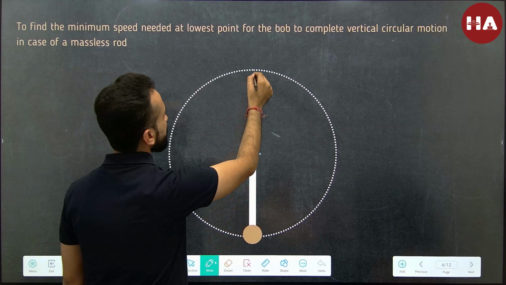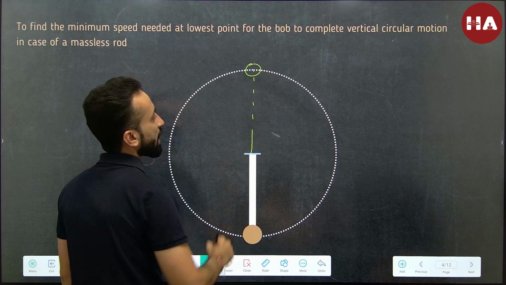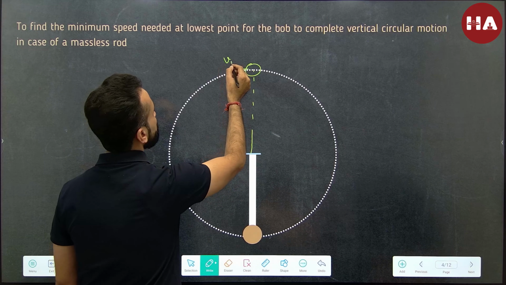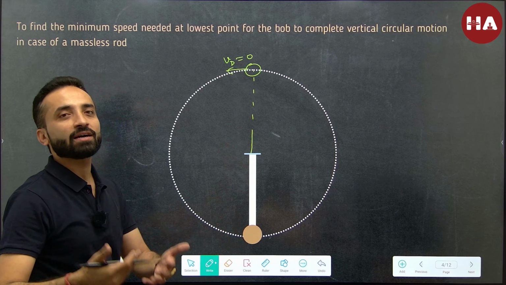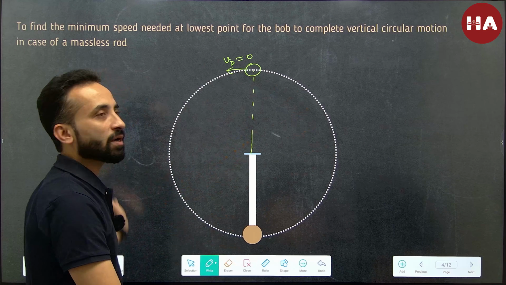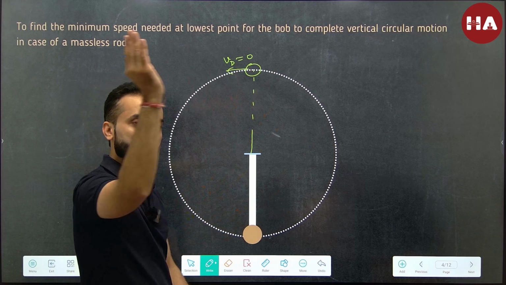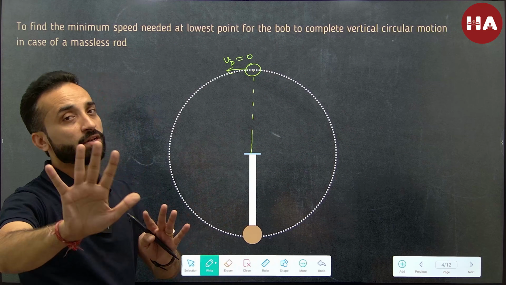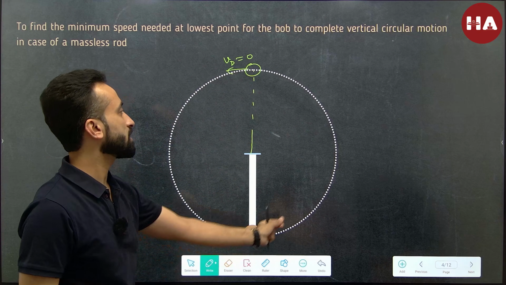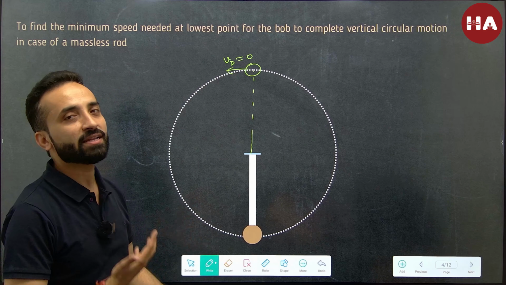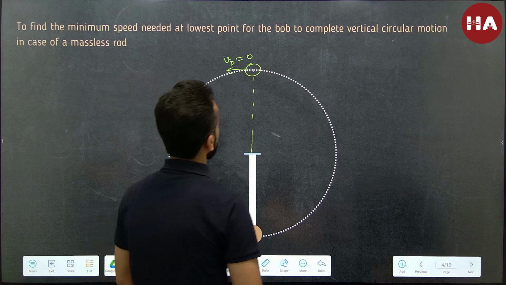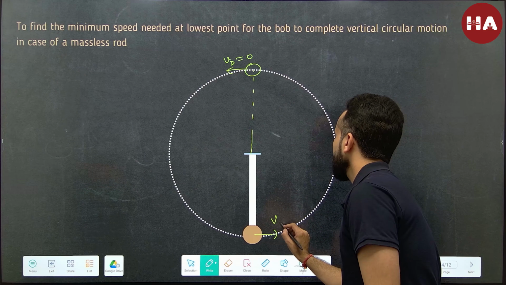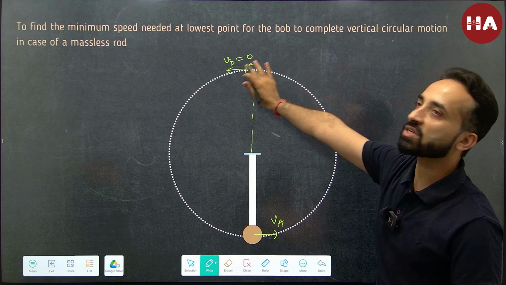So can we say that when it is at the highest point and we want it to complete circular motion, we would just want that even if the velocity here becomes 0, still it will be able to complete the circular motion. So you want to give it a velocity such that it just reaches here. Even if its velocity becomes 0, it will automatically complete the circular motion thanks to the fact that the rod is not going to slack. So what can we say? We can say that VD is 0. All we want is to give it a speed such that it reaches the highest point.